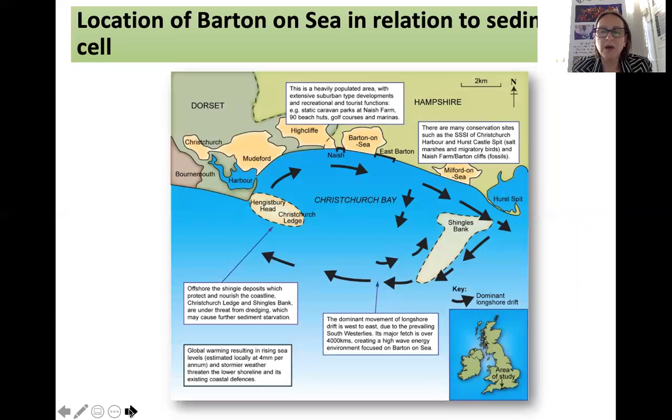This shows you Barton on Sea and the sediment cell. So you can see Barton on Sea, east of Highcliffe and Mudeford. Hengistbury Head is here with the harbour. Just to the west of that, obviously, is Bournemouth. You may wish to take a little screenshot of this because it does put it into context where those areas of high population are found and sites of special scientific interest, and obviously the location of Sandbanks and the littoral cell.